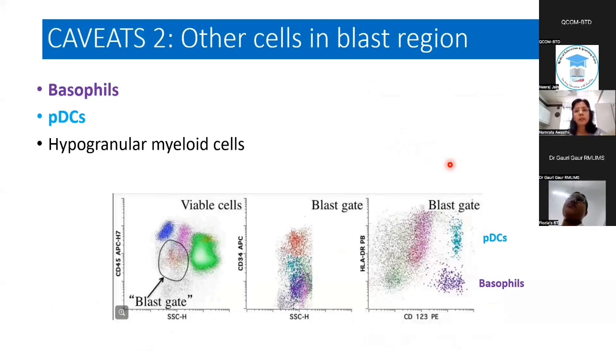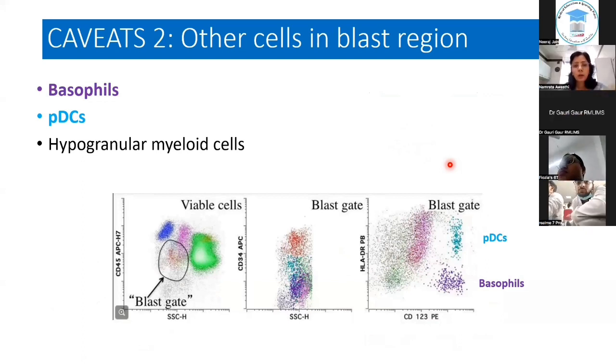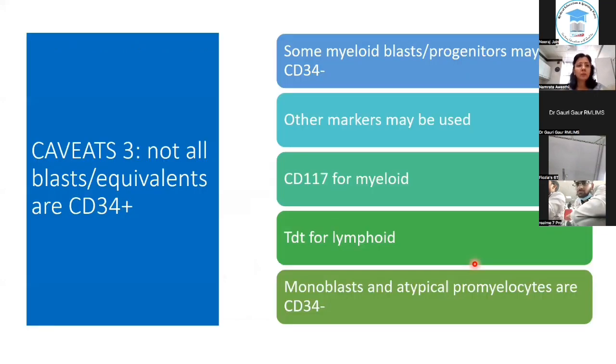Now, there can be other cells in the blast region, like basophils, plasmacytoid dendritic cells, and hypogranular myeloid cells. We should know the immunophenotype of these cells so that we do not confuse them with the blasts, although their numbers are usually quite few. If we have CD123 and HLA-DR in our panel, we can segregate basophils and plasmacytoid dendritic cells from the blast region. In this blast gate, looking at HLA-DR and CD123, the cells which are CD123 positive but HLA-DR negative will be our basophils, and the cells expressing both will be the PDCs. It is good to know what other cells can fall in the blast region.